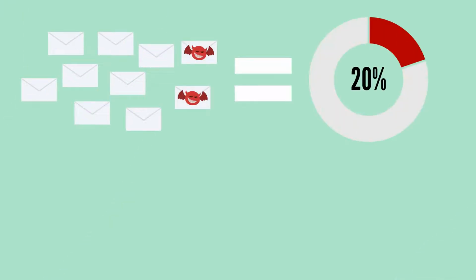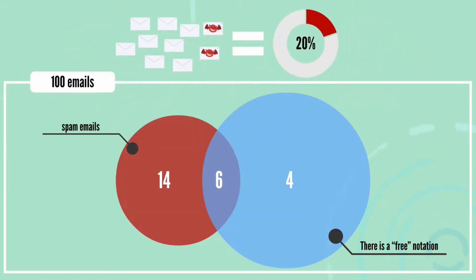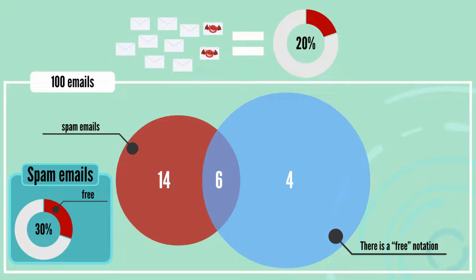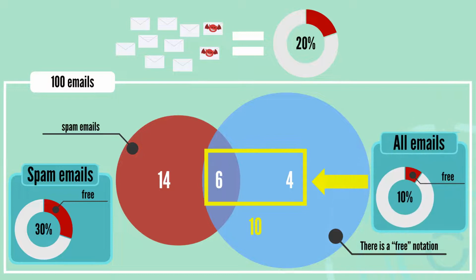Assume that spam emails account for about 20% of all emails, based on past experience. For easier understanding, the diagram shows that the total number of emails is 100. About 20% of 100 emails are spam, which means 20 emails, and 30% of them contain the word "free." Therefore, the overlapped area represents 6 emails. The percentage of emails containing the word "free" is 10%, and 4 of them, excluding 6 spam emails, also contain the word "free," which, however, are not spam emails.